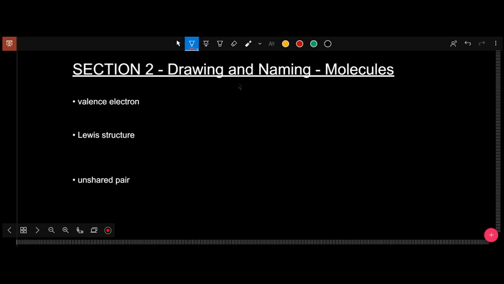Now section 2 is drawing and naming molecules. So a valence electron again is like, say we're talking about carbon. We know carbon has 1, 2, 3, 4 valence electrons, just the outer shell. They actually have 6 total, but 4 on the outside. So this is a Lewis structure, but a Lewis structure for a bonded compound, for instance, this would be methane's Lewis structure.